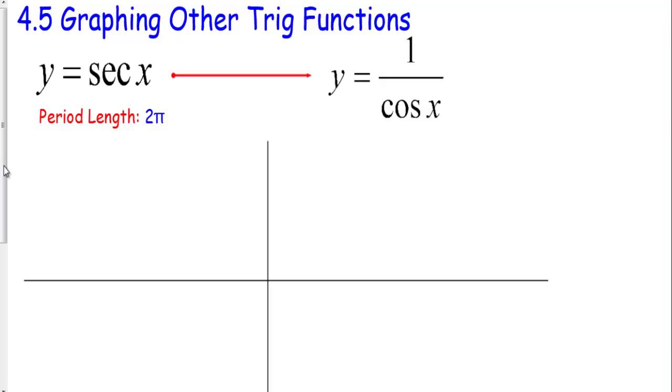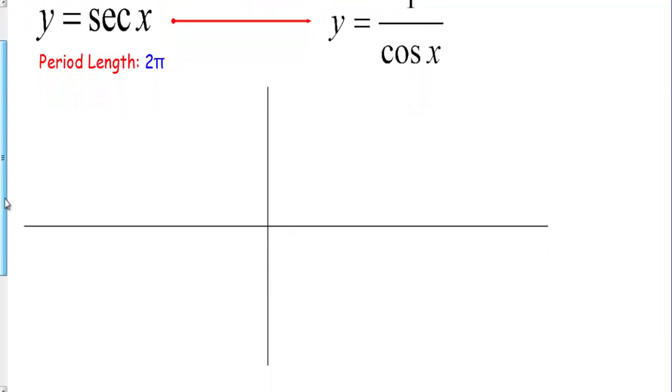4.5, graphing other trig functions. We're going to graph y equals secant of x, and we're going to note that secant is the same as the reciprocal of cosine. So in order to graph secant, we're going to graph cosine. The period is going to be 2 pi, so we're going to go from negative 2 pi to 2 pi. And we're going to graph cosine.